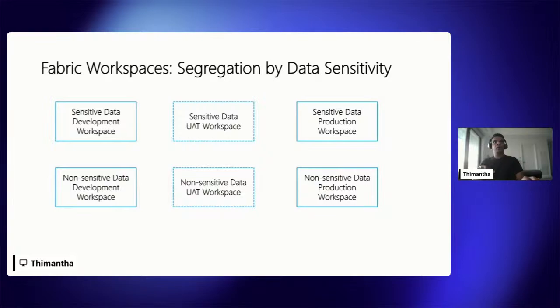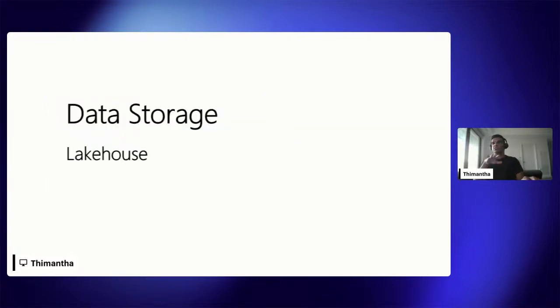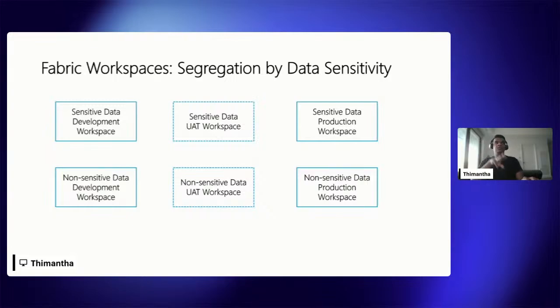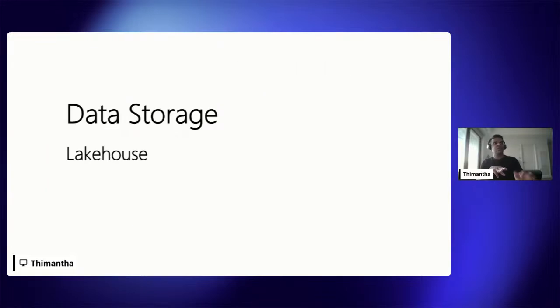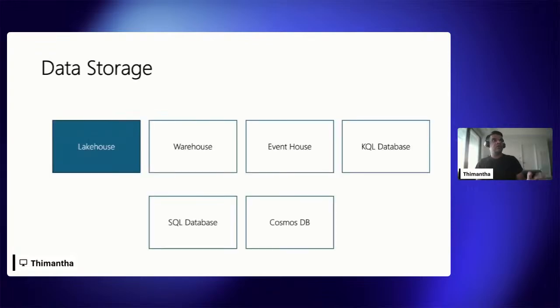Now, we talked about workspaces as perspective number one. The second perspective, as per the slide deck, is data storage. How can a data engineer approach this from the data storage perspective? As you might know, Fabric has many data storage options. You have the lakehouse, the warehouse, eventhouse, KQL database, SQL database, and now we have Cosmos DB as well.